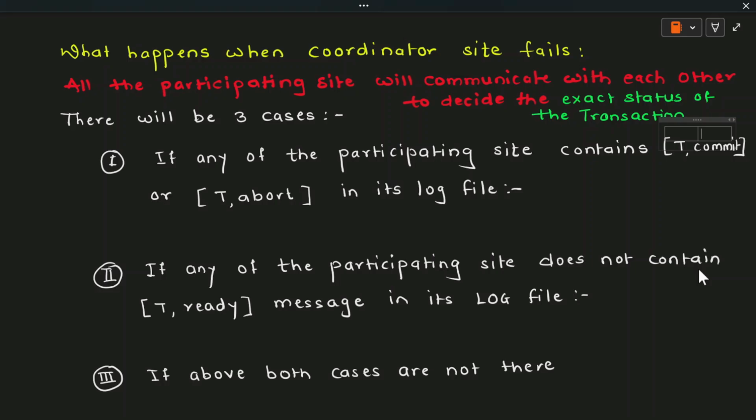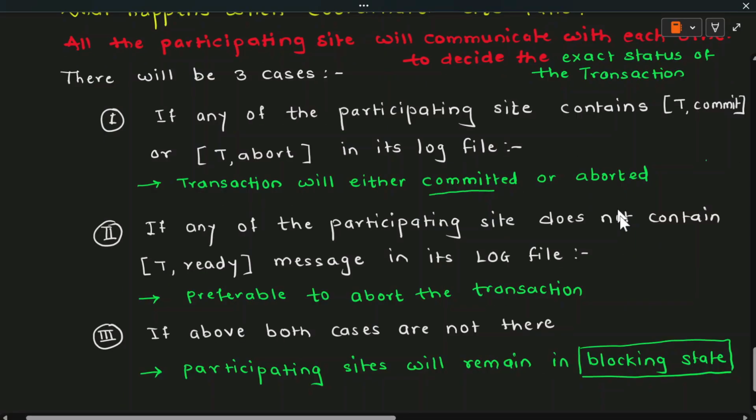So the drawback associated with this protocol is that all the participating sites will remain in the blocking state until the coordinator site becomes live again. This drawback of blocking the participating sites due to the failure of the coordinator site leads to a new protocol, which is known as the three-phase commit protocol. So let's summarize. In case 1, the transaction will either be committed or aborted. In case 2, it is preferable to abort the transaction. And in case 3, participating sites will remain in the blocking state.